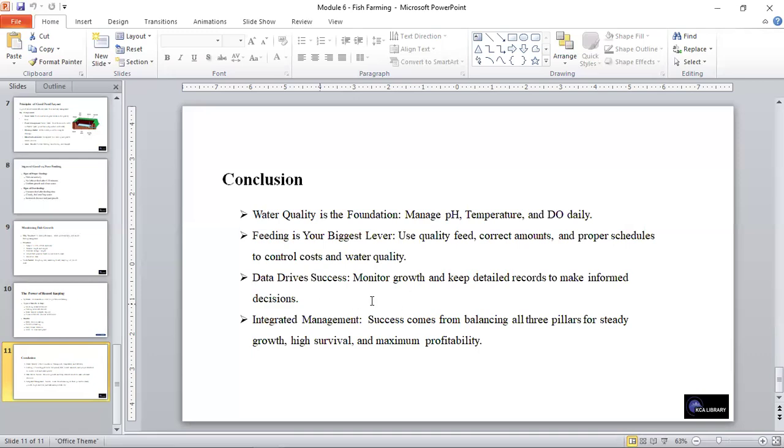Then you have to monitor growth and keep details to make informed decisions in your fish farming business. And lastly, you need to integrate management. You need integrated management. Success comes from balancing all the three pillars for steady growth, high survival, and maximum profitability.